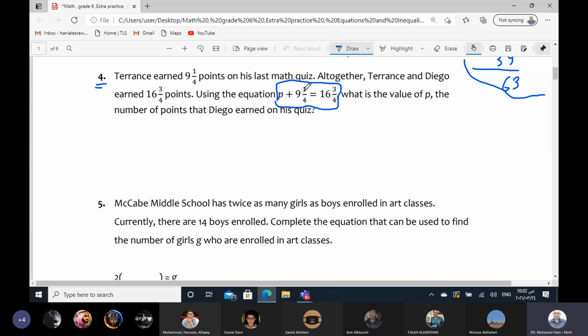Now we have this equation: P plus 9 and 1 over 4 equals 16 and 3 over 4. I want from all to write this equation in your notebook and try to solve it and tell me what is the solution of P. Start, please.